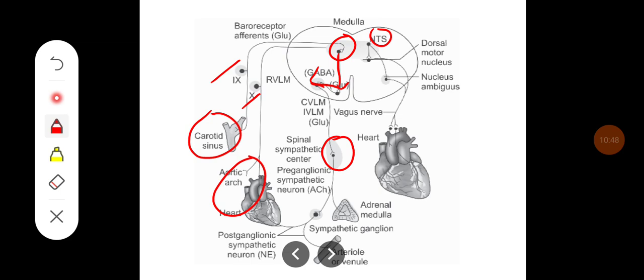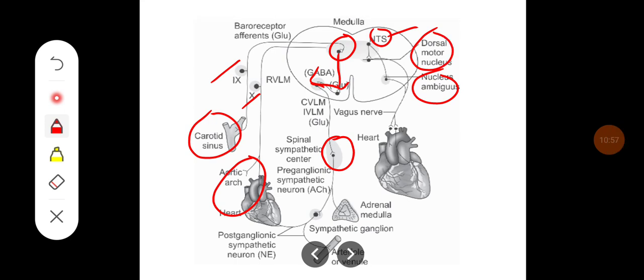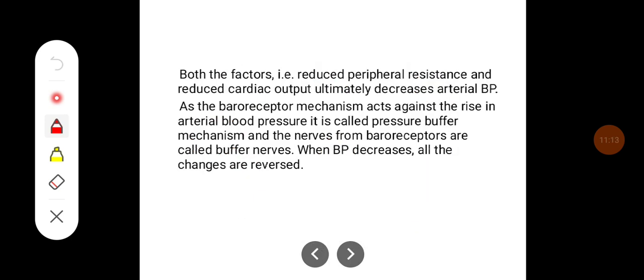and it decreases the sympathetic drive. Whereas the stimulated NTS is also going to stimulate the nucleus ambiguus and dorsal motor neuron, which are nuclei of vagus, which is going to have a negative effect on the heart. Ultimately, they are going to decrease the blood pressure and decrease the heart rate. Both the factors, that is reduced peripheral resistance and reduced cardiac output, ultimately decrease the arterial blood pressure.